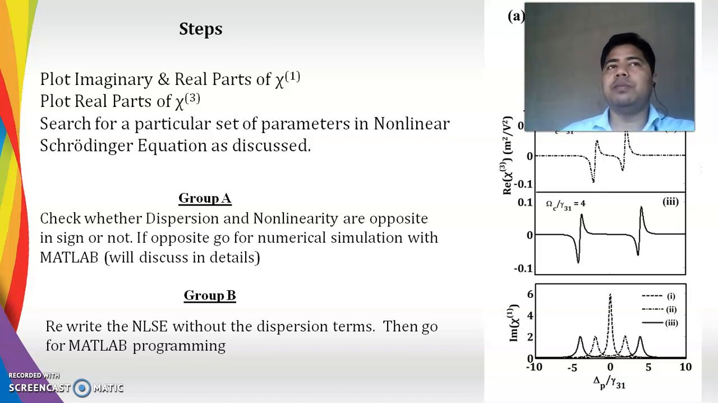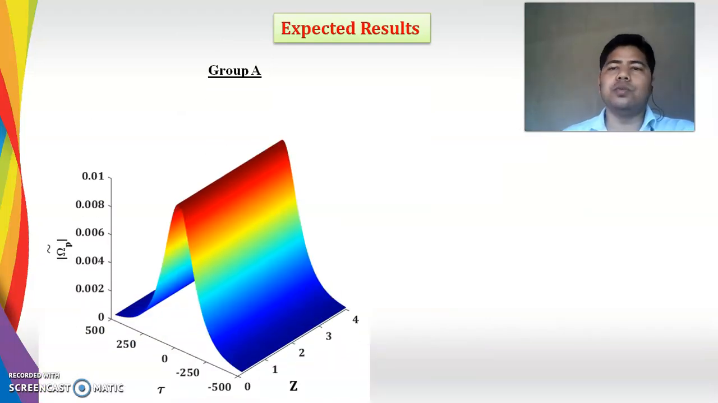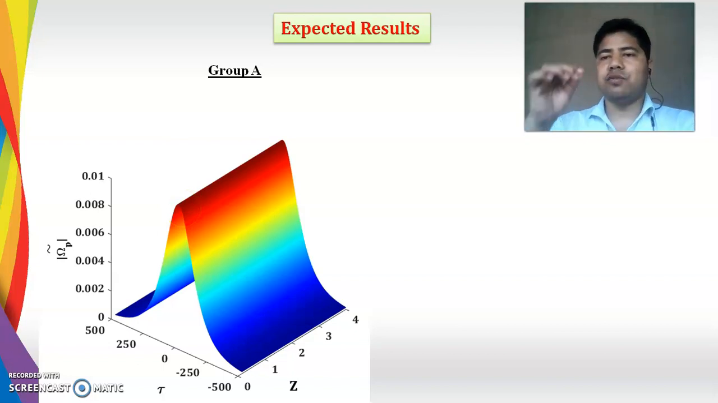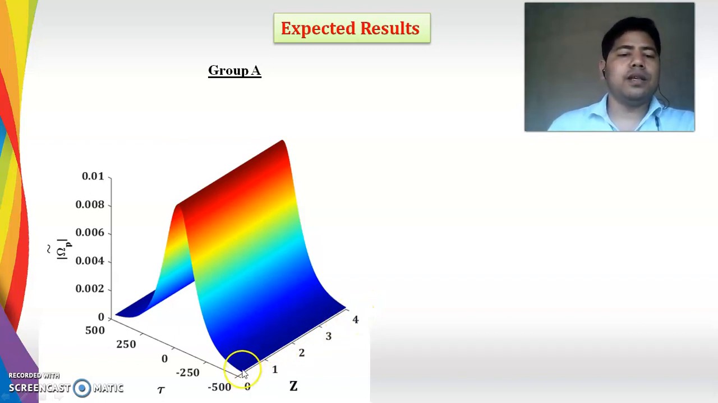Now what will be the expected result? Expected results are as follows. This is for group A. Group A will have this kind of result. This is a pulse which has to be launched at z equal to 0. This is the length of this quantum well, and this z axis gives us the distance of propagation. This is tau, the time axis, and this is omega p, meaning the intensity.